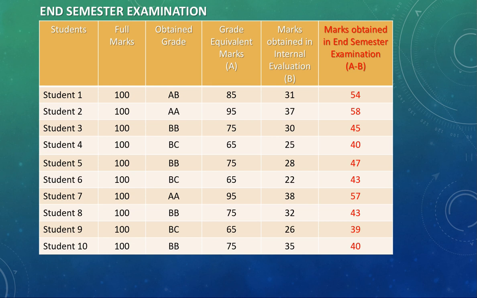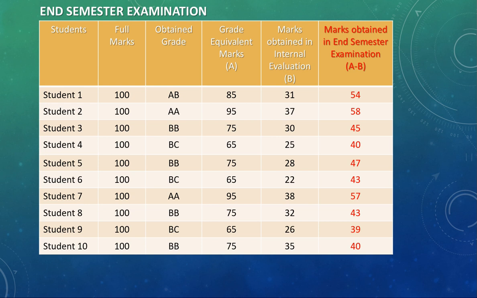The situation becomes more complex if the marks are published in terms of grades. But we are to formulate a particular method for converting the grades into marks. An example has been shown here. Let's take the example of student 1. The full marks for the course was 100 in the end semester examination, that is the entire examination including the internal and the external exam. The student has obtained AB grade.